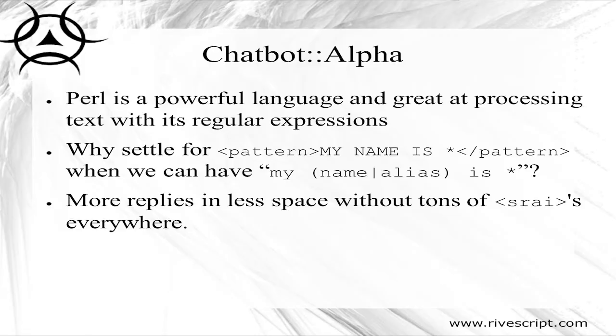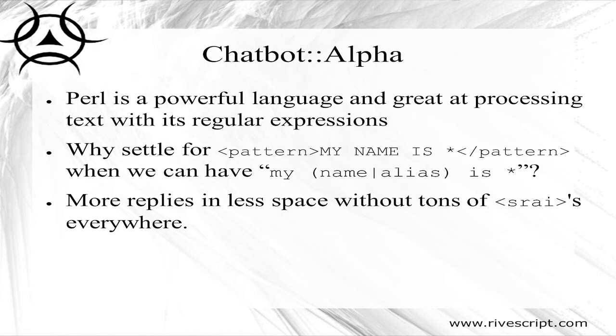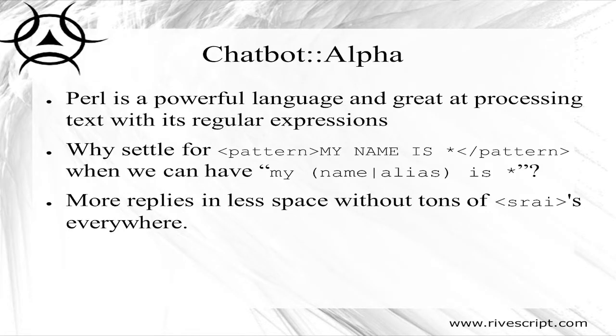Perl is a powerful language and great at processing text with regular expressions. Chatbot Alpha didn't really support any complicated triggers. It was basically the same features as AIML, just plain text and stars for wildcards. So I settled for this snippet here: "my name is star", where you can have "my name or alias is star". So that way you can match two different kinds of patterns with one trigger. So you can get more replies in less space without tons of SRAI tags everywhere like you have with AIML code.